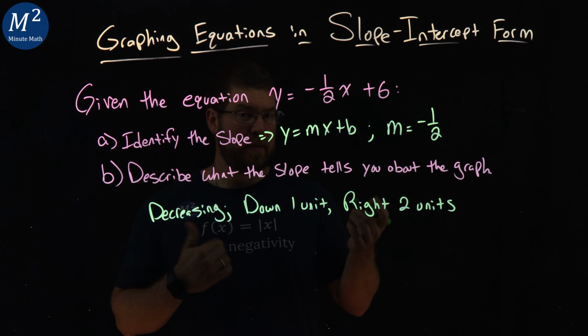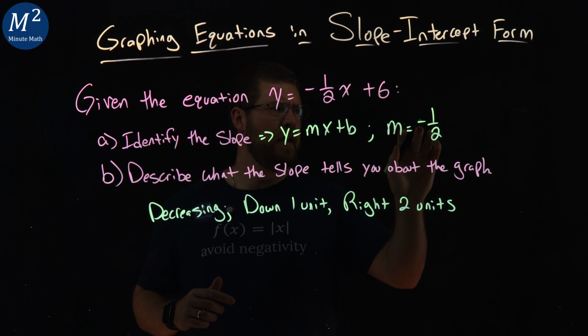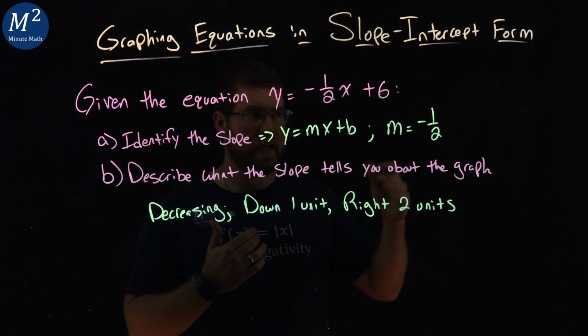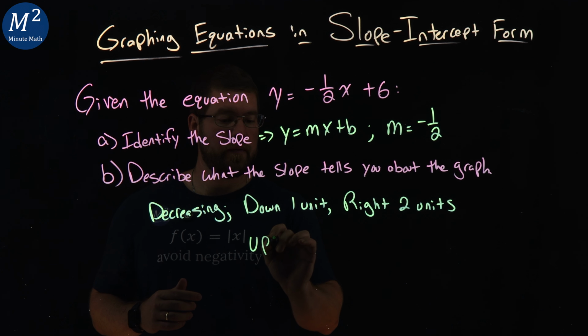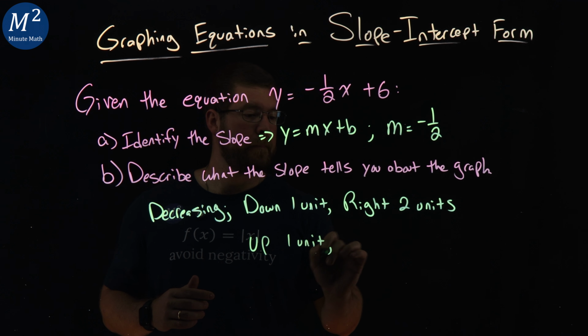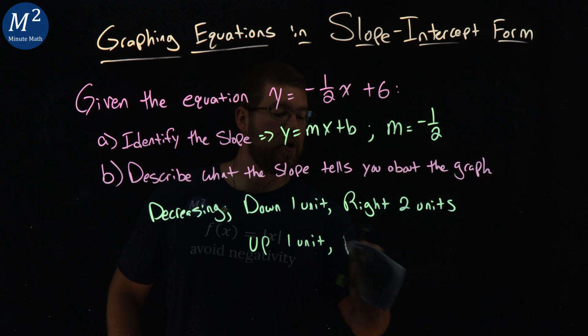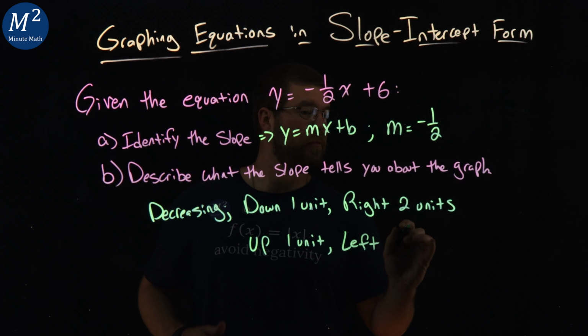Now, we could flip this around and essentially it would be the same thing if we think about this. If the minus sign was on the 2, right? Still be the same. Negative 1 over 2 is the same as 1 over negative 2. We would go up 1 unit, and then the negative on the 2 tells us we go left, 2 units.